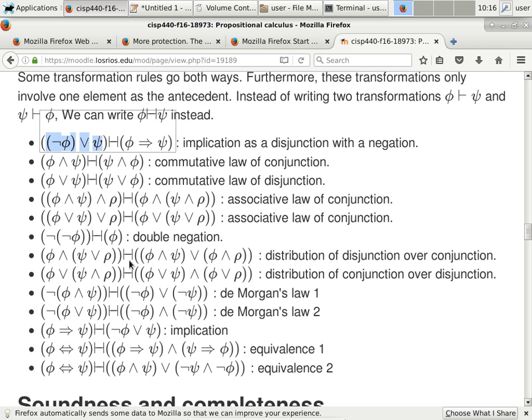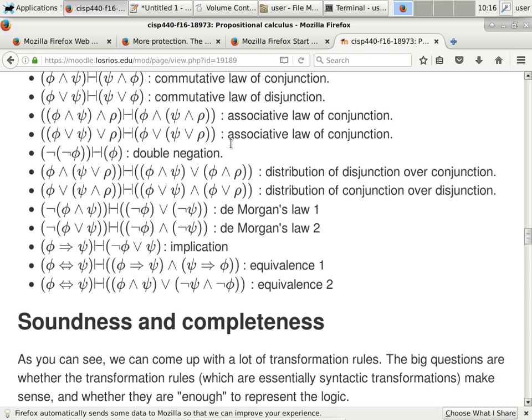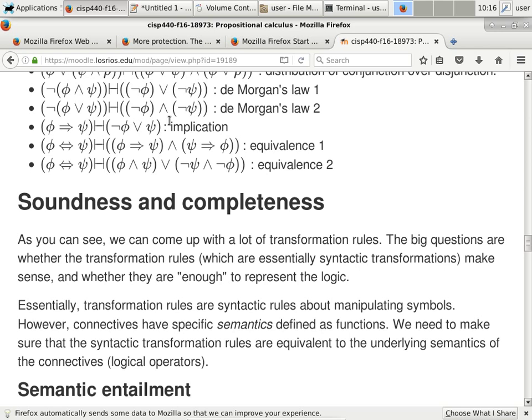They remind me of identities. Identities? Yeah, like in trig, mm-hmm, where it's the same thing, just looks different. Sort of, okay?